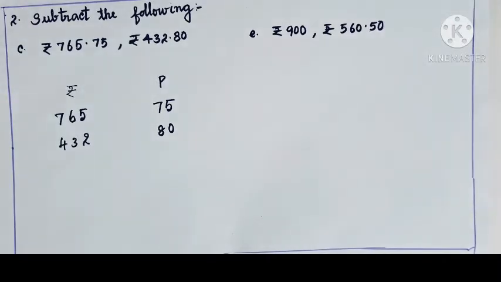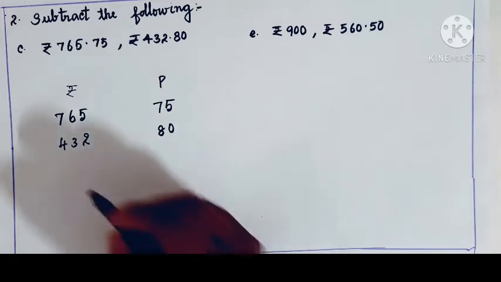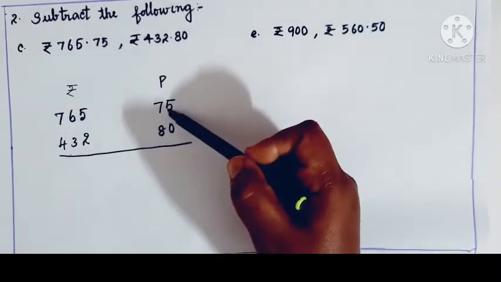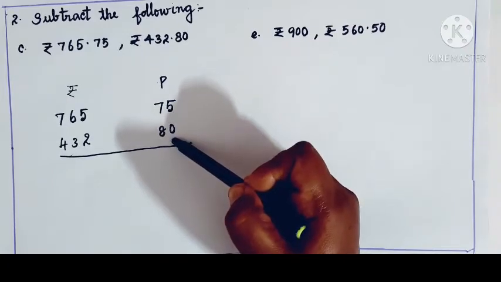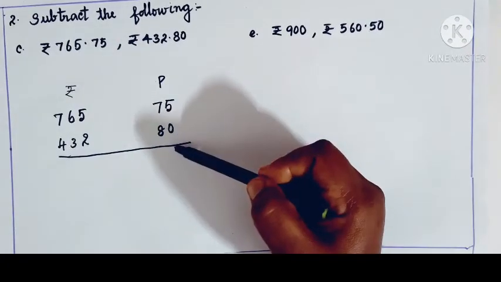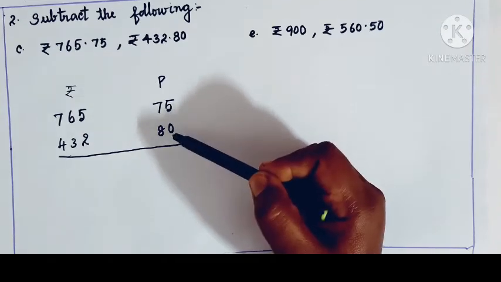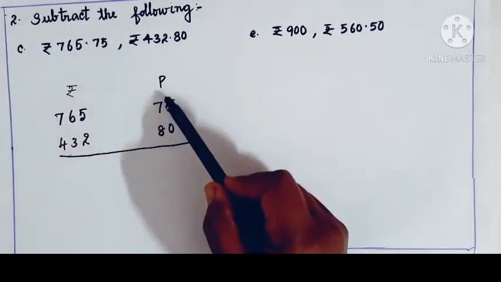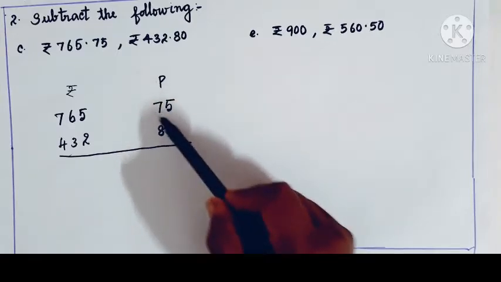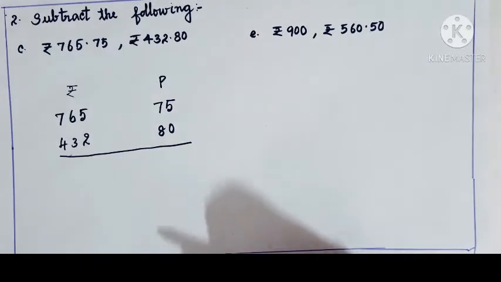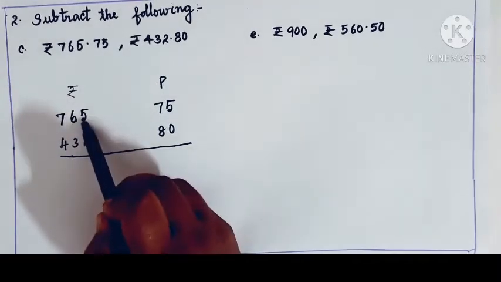Fine. Now we are going to subtract this. Here you have to listen carefully. Here it is 75 pies and here it is 80 pies. So which is bigger? Yes, 80 is bigger, isn't it? So what do you have to do? You have to borrow from here and make this a bigger number. So if I take 1 rupee and give it to the pies, what will happen here? I'm going to take only 1 rupee.